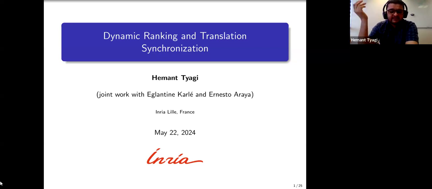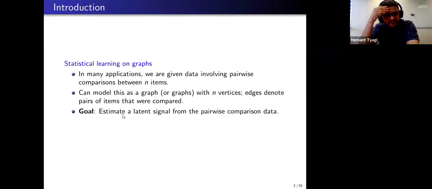So I'm going to talk about essentially ranking and translation synchronization, but the bigger picture is statistical learning on graphs. What does it mean? Well, typically in many applications, we are often given data that involves pairwise comparisons between a collection of n items. And I'll give examples to show what this means.